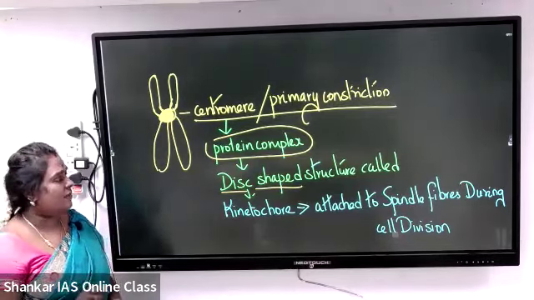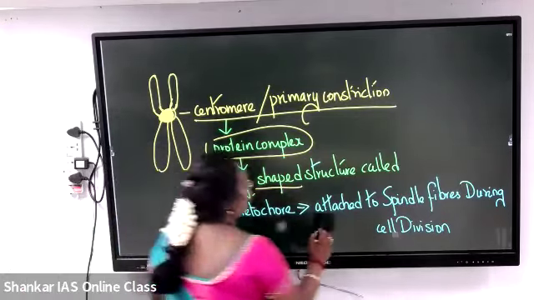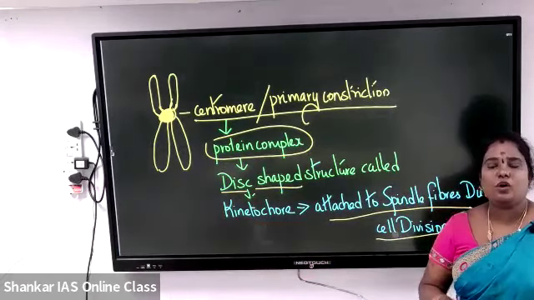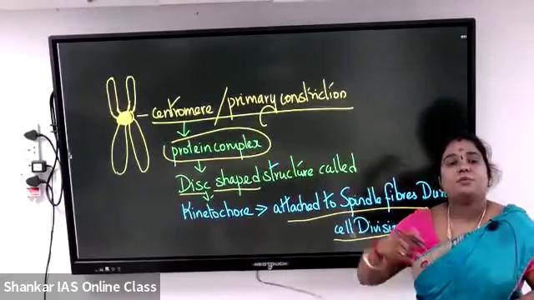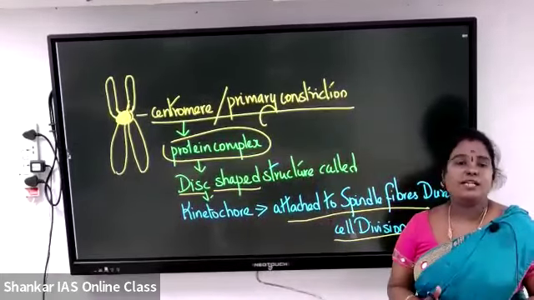Now the next question comes. What is the purpose of the kinetochore here? The kinetochore attaches to the spindle fibers during cell division. Hopefully you all know mitosis and meiosis. In the process of mitosis and meiosis, these kinetochores are attached to the spindle fibers.